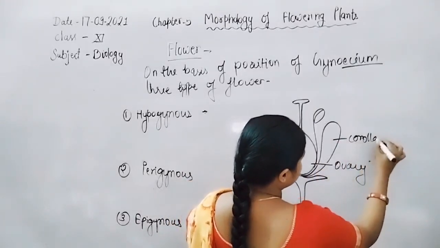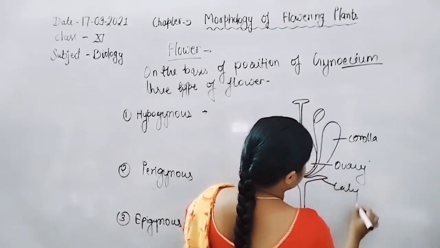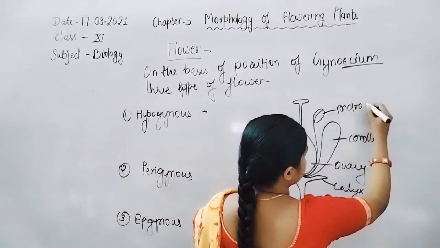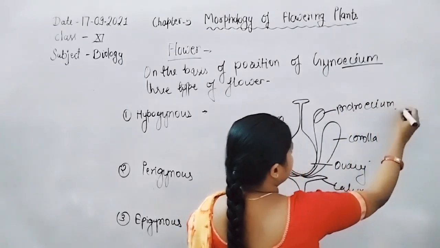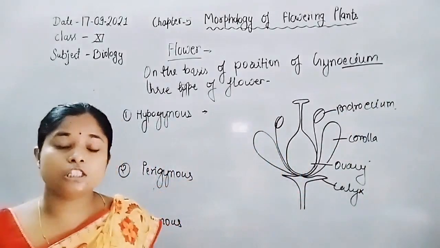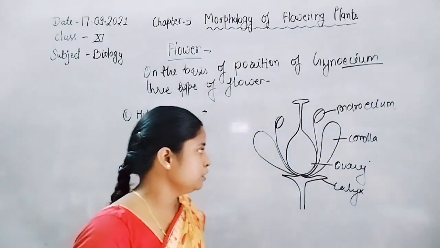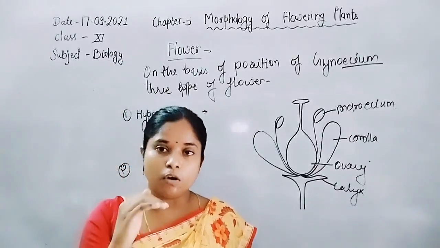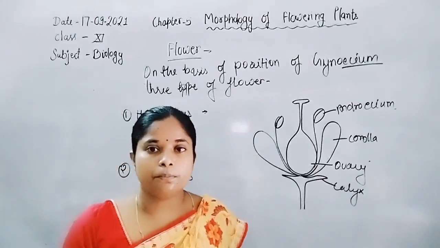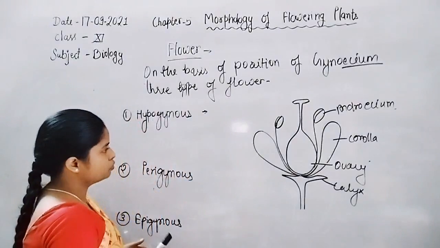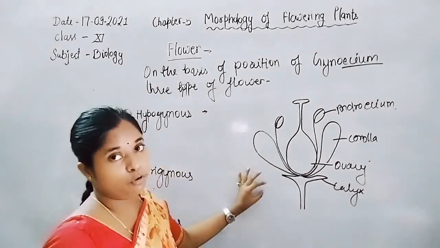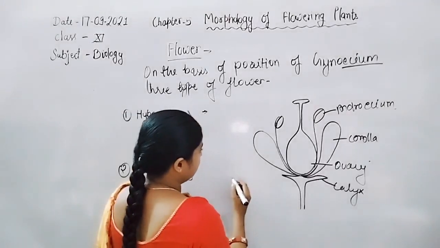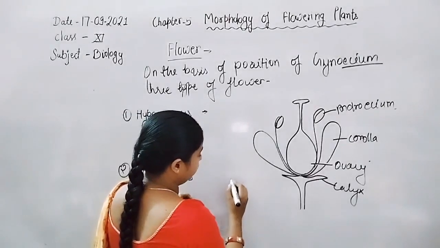Corolla, calyx and androecium. If other parts of the flower originate from inferior to the gynoecium, or the gynoecium is present at the superior position with respect to the other parts, that type of flower is known as hypogynous type of flower, in which the ovary should always be superior in respect to the other parts of the flower.